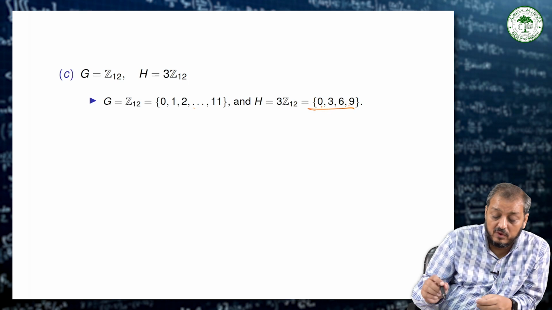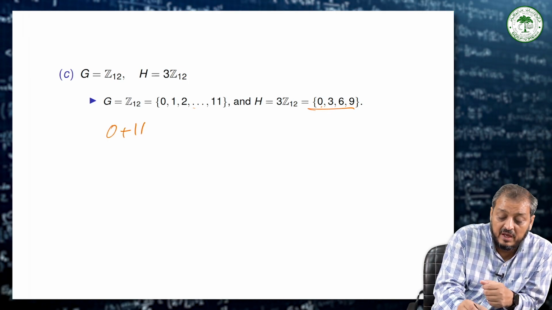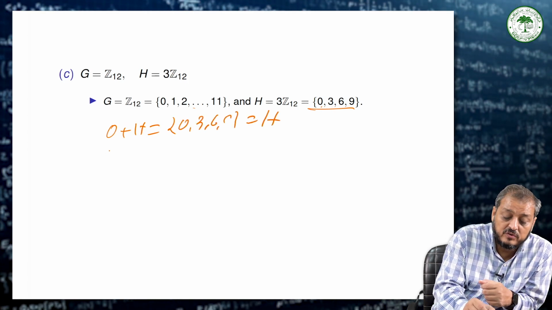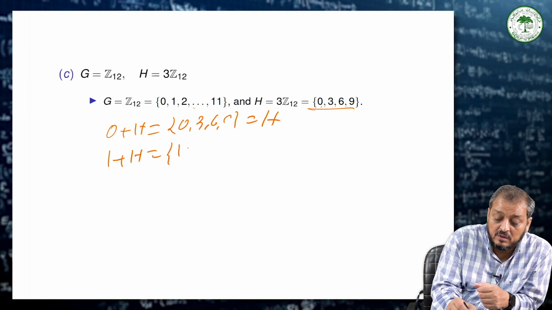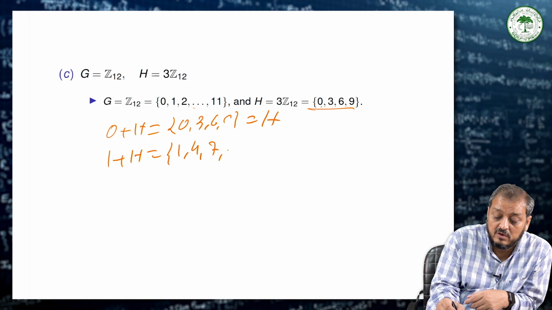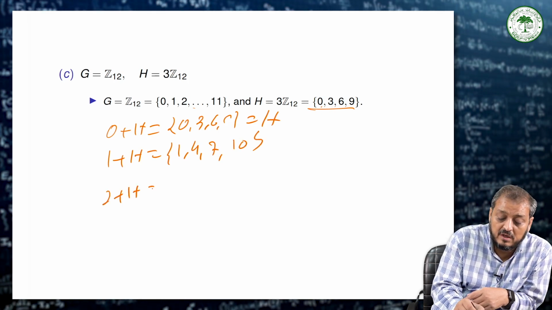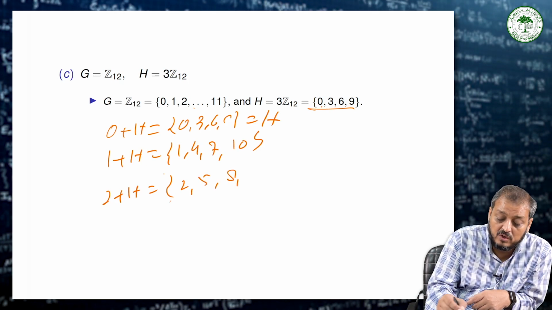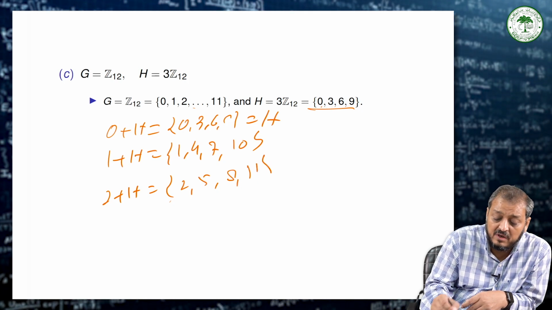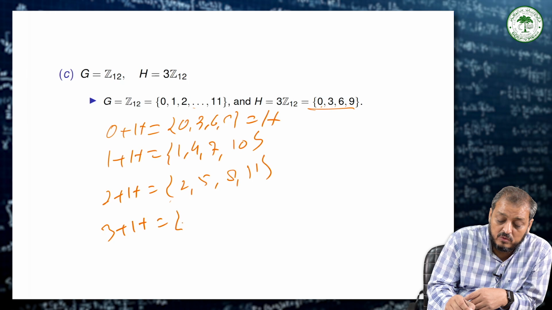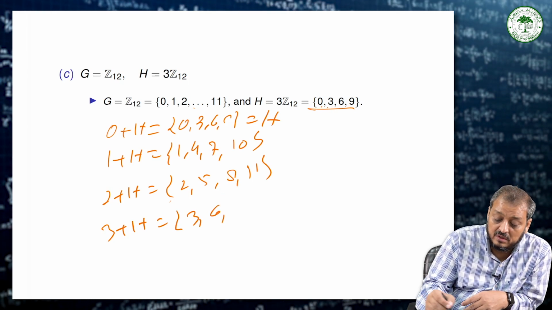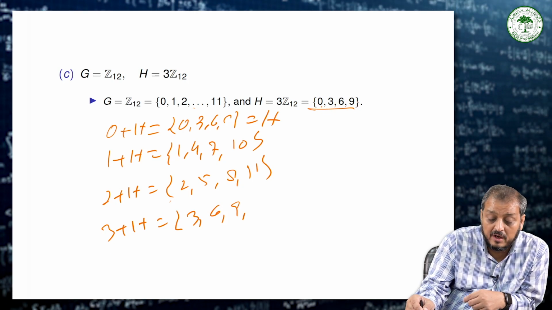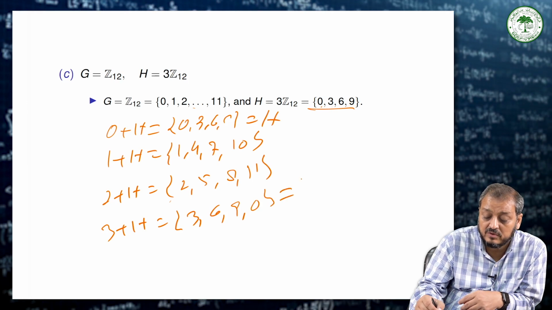Now we calculate: 0 plus H is equal to 0, 3, 6, 9, which is equal to H. If you take 1 plus H, you have 1, 4, 7 and 10. Then 2 plus H is equal to 2, 5, 8 and 11. Now 3 plus H is equal to 3, 6, 9, and 9 plus 3 is 12, and 12 is equal to 0, which is the same as H.